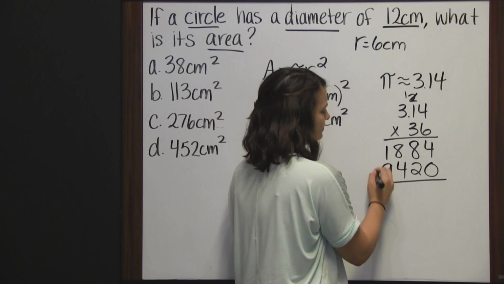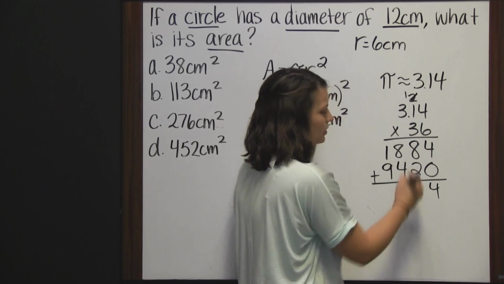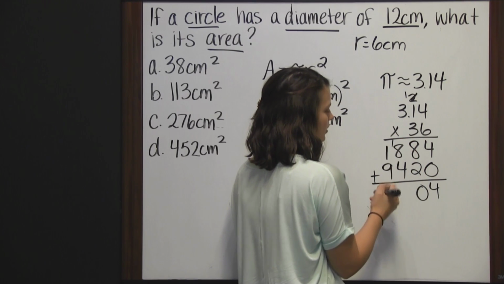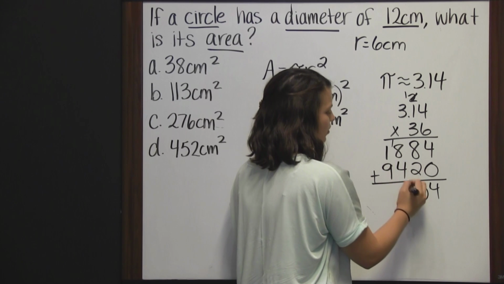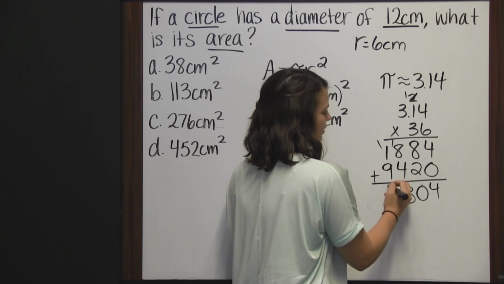Now add these up. 4 plus 0 is 4. 8 plus 2 is 10. Write the 0, carry the 1. 8, 9 plus 4 is 13. Write the 3, carry the 1. 9, 10, 11.